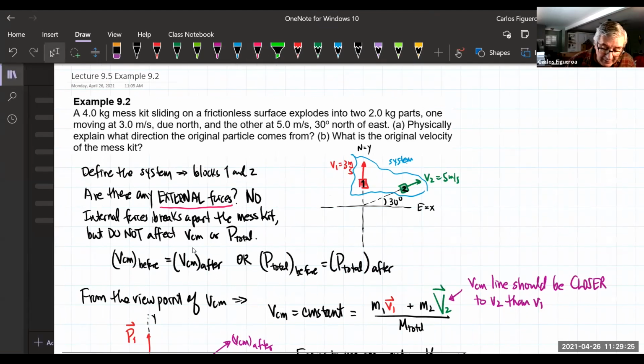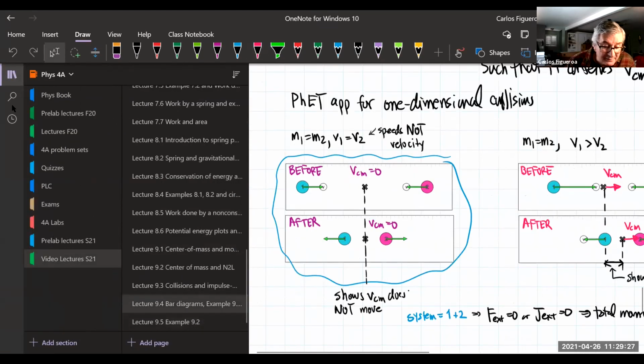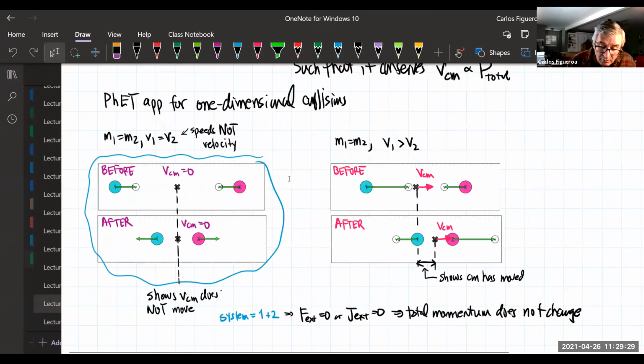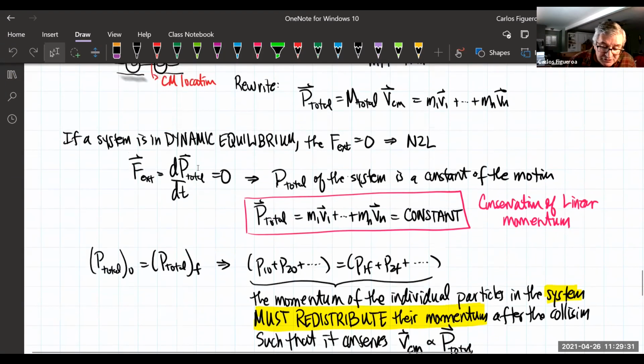And what I mean by that is go back to what we did last time, right? If there's no external forces, then the derivative of the total momentum must be 0. So therefore, the total momentum must be a constant, and it can't change. But the total momentum is related to the velocity of the center of mass.